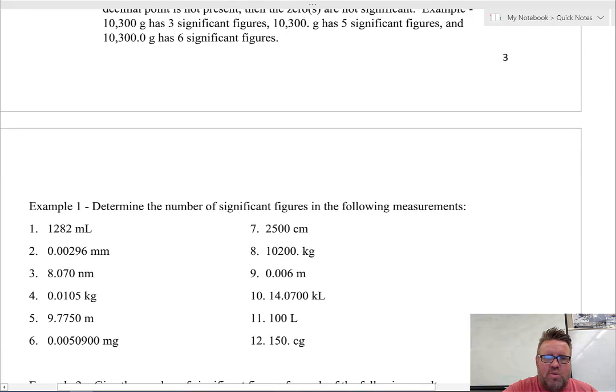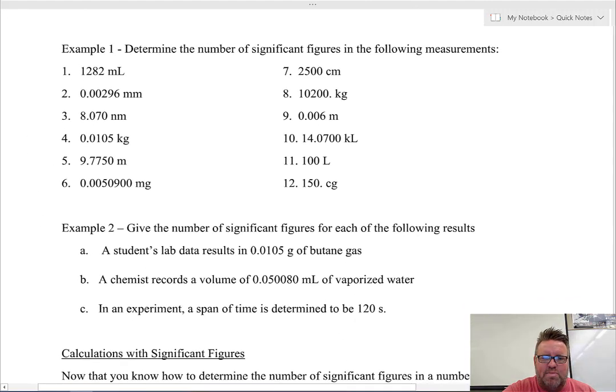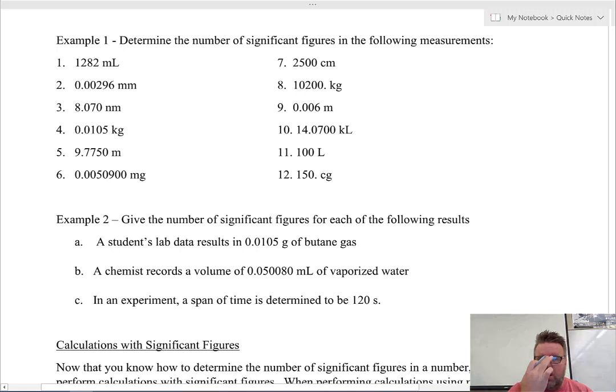Okay, so here's what I want you to do. I want you to pause it at this point. I want you to try out example 1 and example 2, and then I'm going to go through each of them. So pause it at this point. For the first 12, tell me how many are significant in each, and then example 2, also the same thing. Okay, and then we'll check our answers and see how we did.